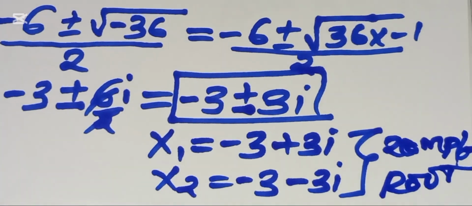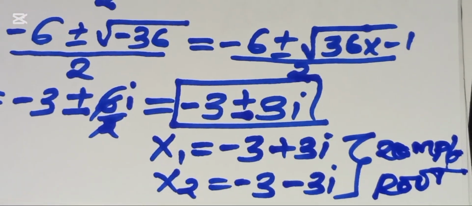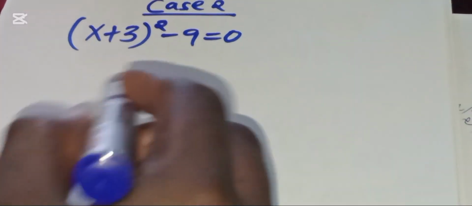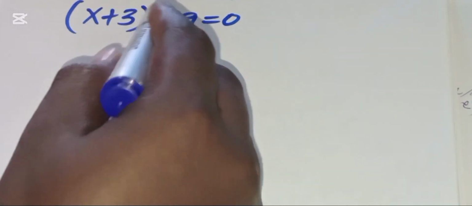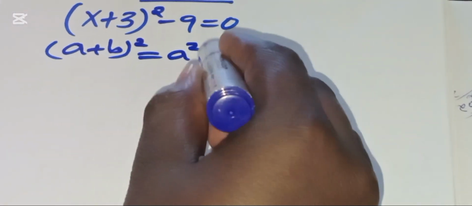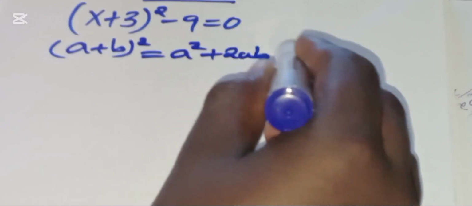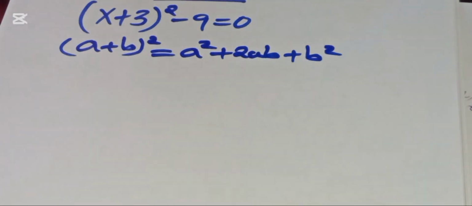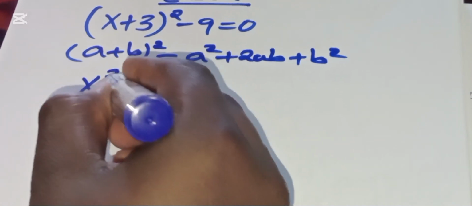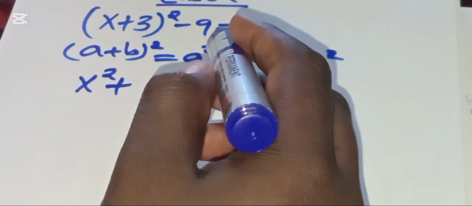So let's solve the second case. For case 2, we have (x + 3)^2 - 9 = 0. So (x + 3)^2 is in the form of (a + b)^2, which is actually a^2 + 2ab + b^2. So let's express it in this form. We're going to have x^2 plus, this is 3 times x, which is 3x, times 2.